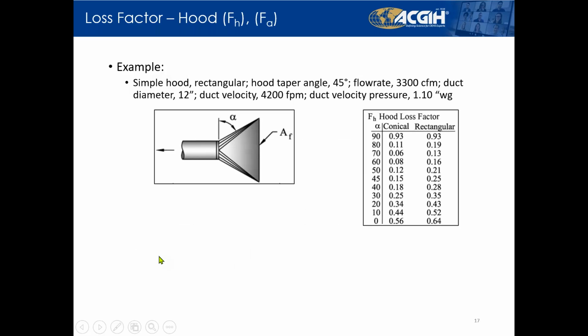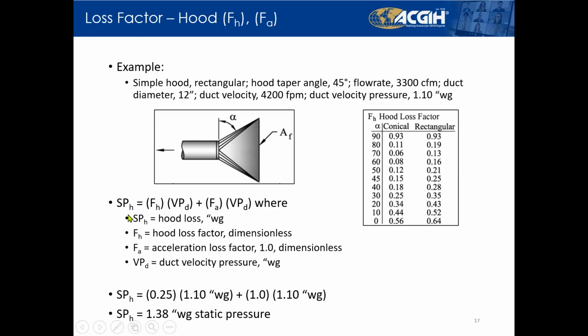Let's look at an example on a hood calculation. We have a simple hood. It's rectangular. It has our taper angle, this guy right here, of 45 degrees. Same flow rate, 3,300, duct diameter 12 inches, duct velocity 4,200 feet per minute, duct velocity pressure 1.1 inches of water gauge. Again, in Chapter 9 of the ventilation manual, we have a table that gives us our F sub H, or hood loss factor, based upon the taper angle and whether it is a round or a rectangular hood. In our case, we have a taper angle of 45 degrees. We have a rectangular hood, so our F sub H is 0.25.